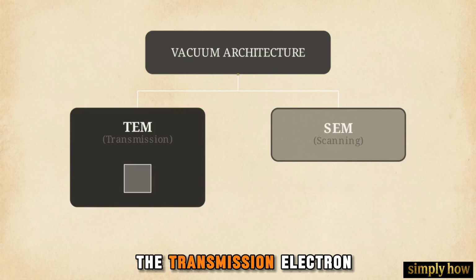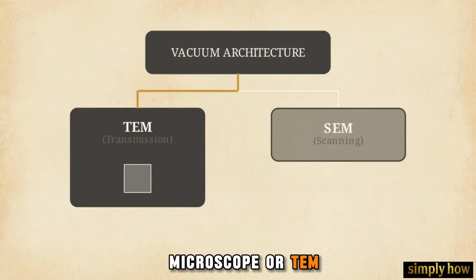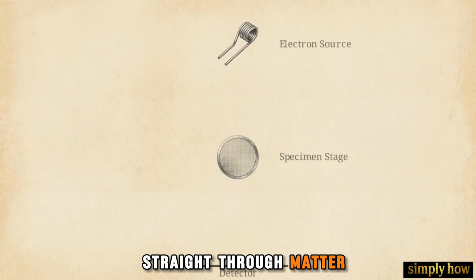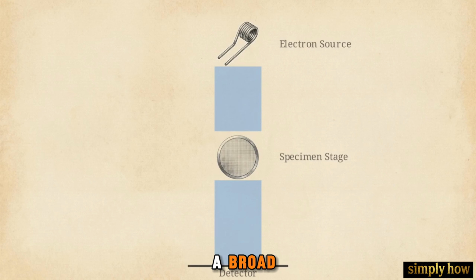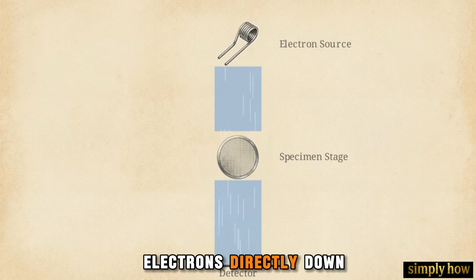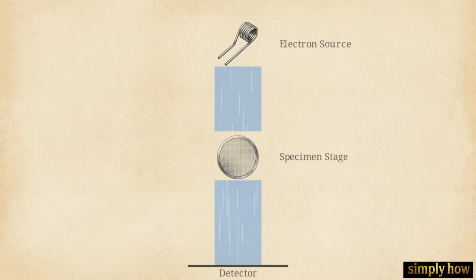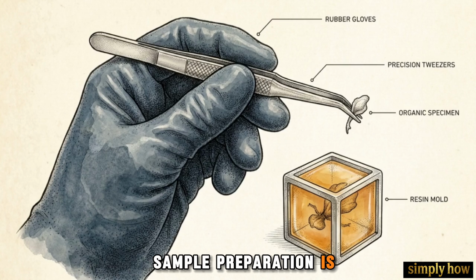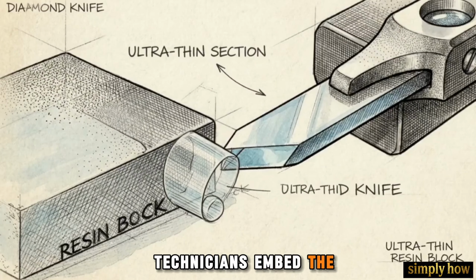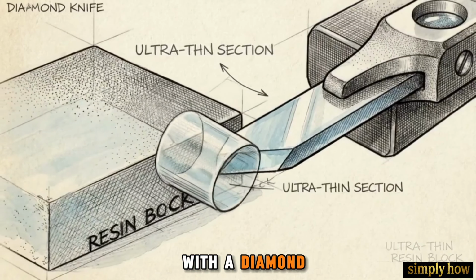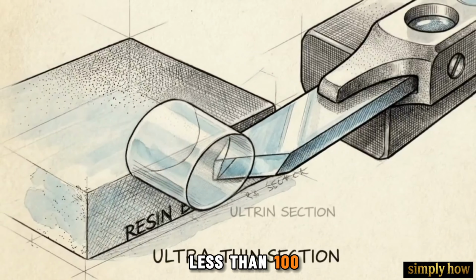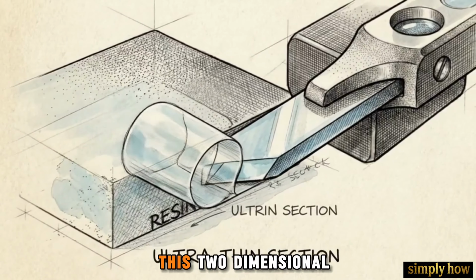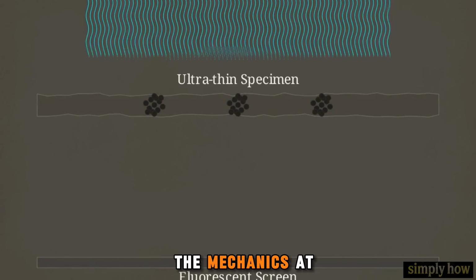The first is the Transmission Electron Microscope, or TEM, built to look straight through matter. The TEM fires a broad, continuous beam of electrons directly down the column toward the specimen. To ensure those electrons can physically pass through, sample preparation is brutal. Technicians embed the target in resin and slice it with a diamond knife until it is less than 100 nanometers thick. This two-dimensional cross-section shows the mechanics at work.